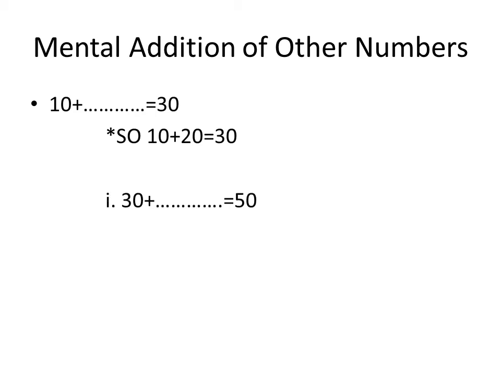Let's try another one. We have 30 plus blank equals 50. Now what do we do? We think of this 50 in 10 times. If we see 10, 20, 30, 40, 50, how many fingers? 5 fingers. Okay, take 5 fingers to your hand.